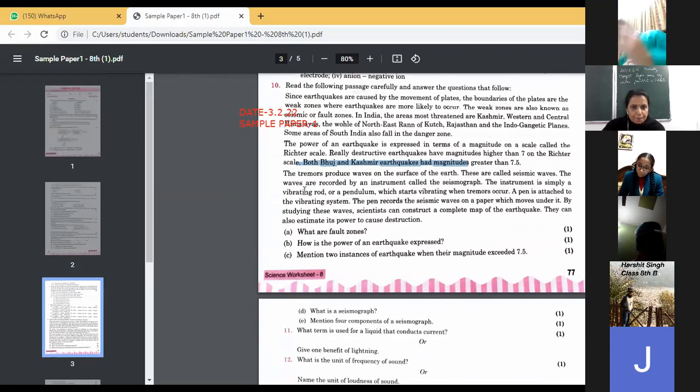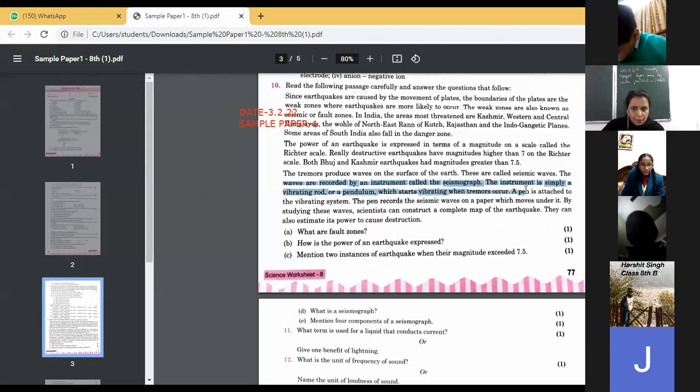When the tremors produce waves on the surface of the earth, these are called the seismic waves. The waves are recorded by an instrument called the seismograph. So the seismic waves are recorded by an instrument that is known as a seismograph, and this instrument has a vibrating rod, pendulum, and a pen recorder. A pen is there.